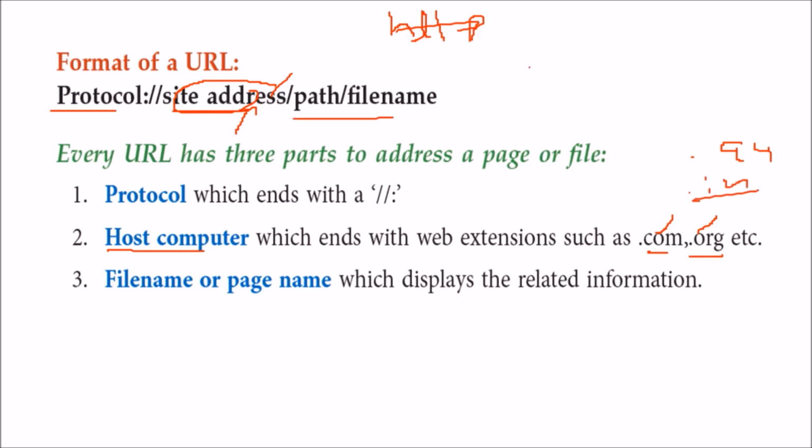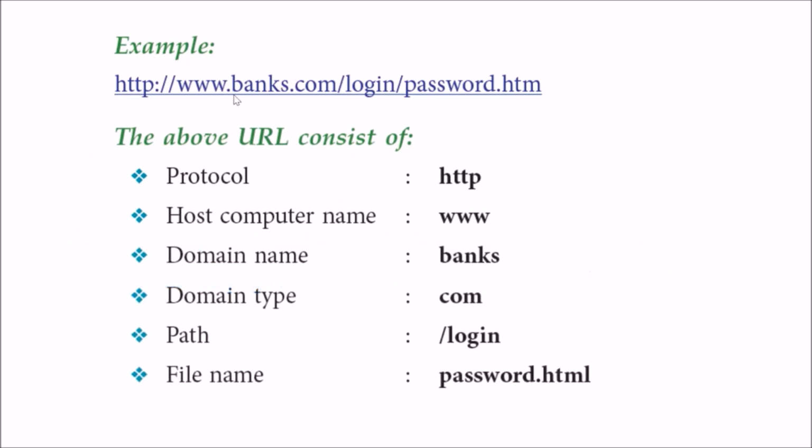Then you have the path, because it is stored in some system. So what is the directory? What is the path? This file name or page name is displaying the path of the related information. For example, here, this is the protocol. This is your host computer name. It can be 127.0.0.1, so it can be your computer itself. This is the domain name. This is the domain type, commercial. This is the path. So you have the password.html file inside this login folder.